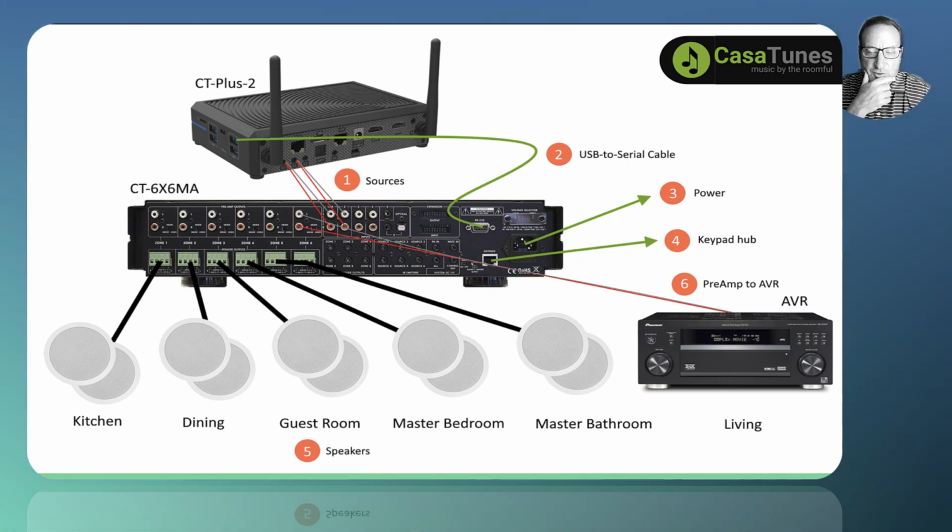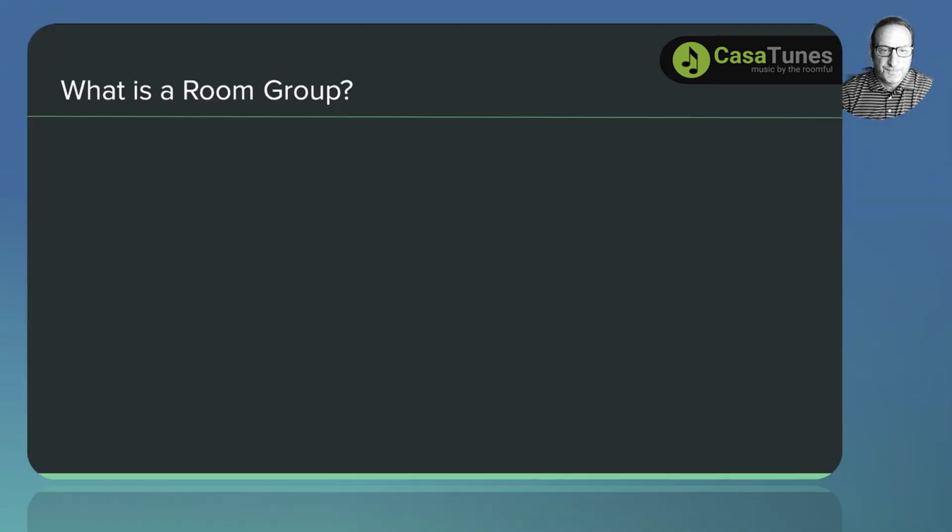So just as a refresher, this is the installation that we're looking at. We have a CT+2 two-stream music server with a CasaTunes 6x6 matrix amplifier. And we have 6 rooms. The rooms below: kitchen, dining, guest room, master bedroom, master bathroom, and a living room. And let's see what room groups are and how we're going to use them in this example.